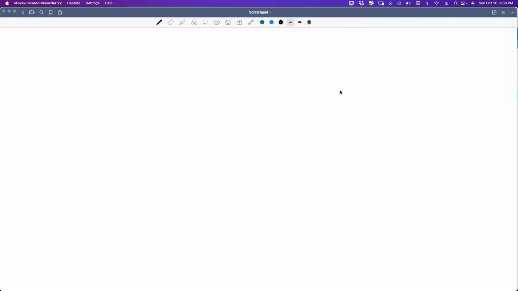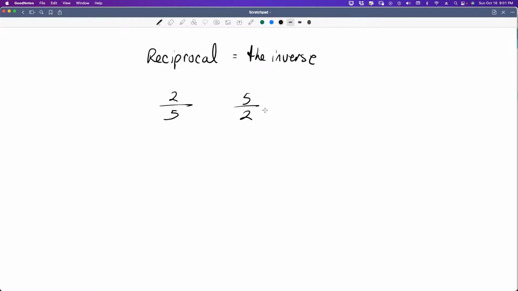So a reciprocal is the inverse of a number. If I had a fraction 2 over 5, then the inverse or the reciprocal of that would be 5 over 2. We just flip it, right? We just flip that fraction around.